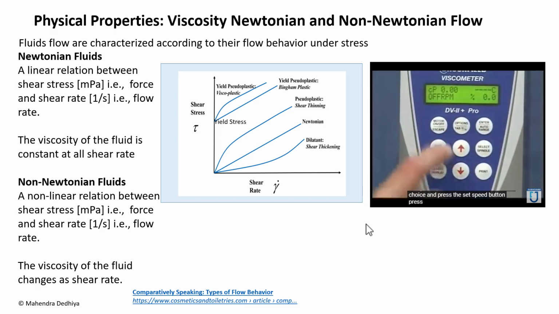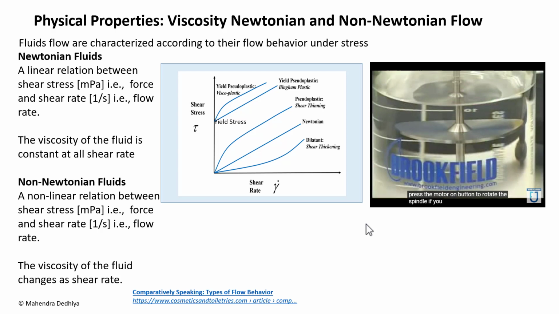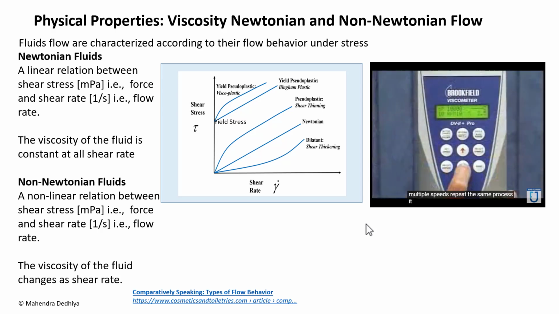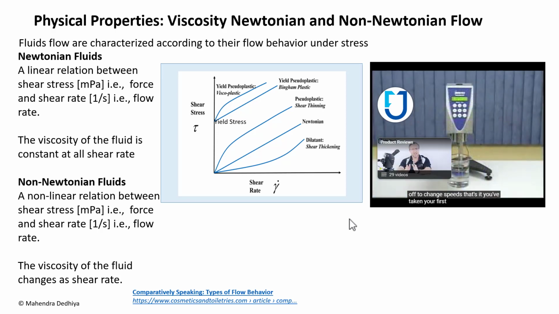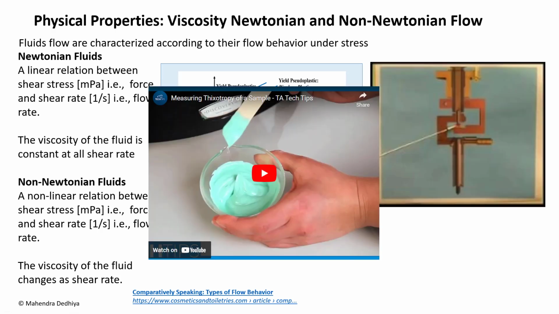Once you set the speed, turn it on, and viscosity readings will be measured. In order to change the speed, one does not have to stop the motor. So in same sample, without turning off the motor, we can keep on increasing the shear rate and measure shear stress and viscosity.